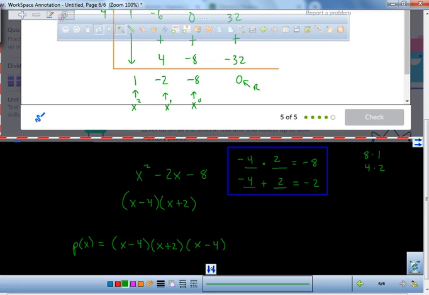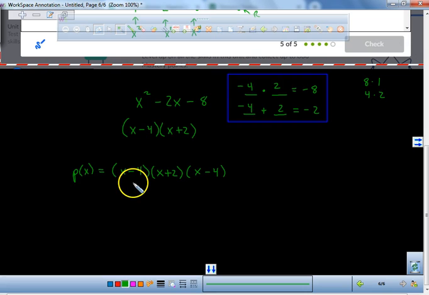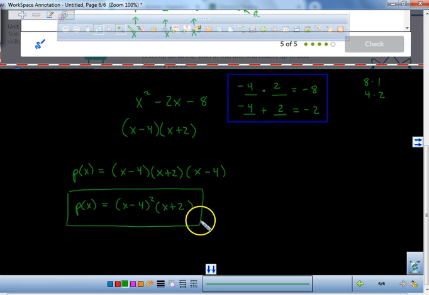Wait a second. Do you guys see something? Do you see you have two x minus 4s? So watch what I'm going to do. You are also allowed to write it like this. This is really cool. This is x minus 4 squared. That's another way that you can write it. That's even a more condensed version. And that's how I'm going to write it.